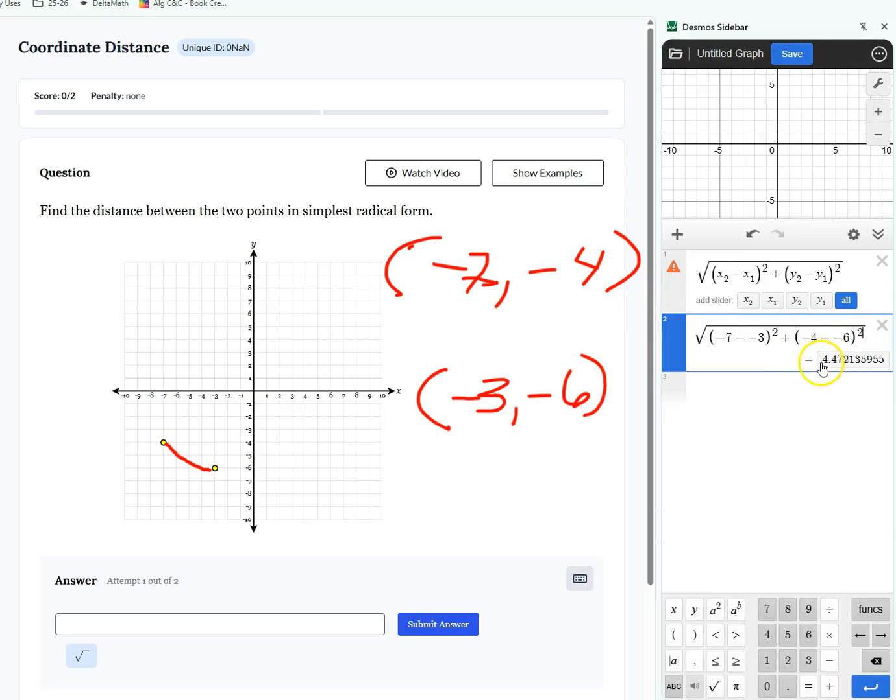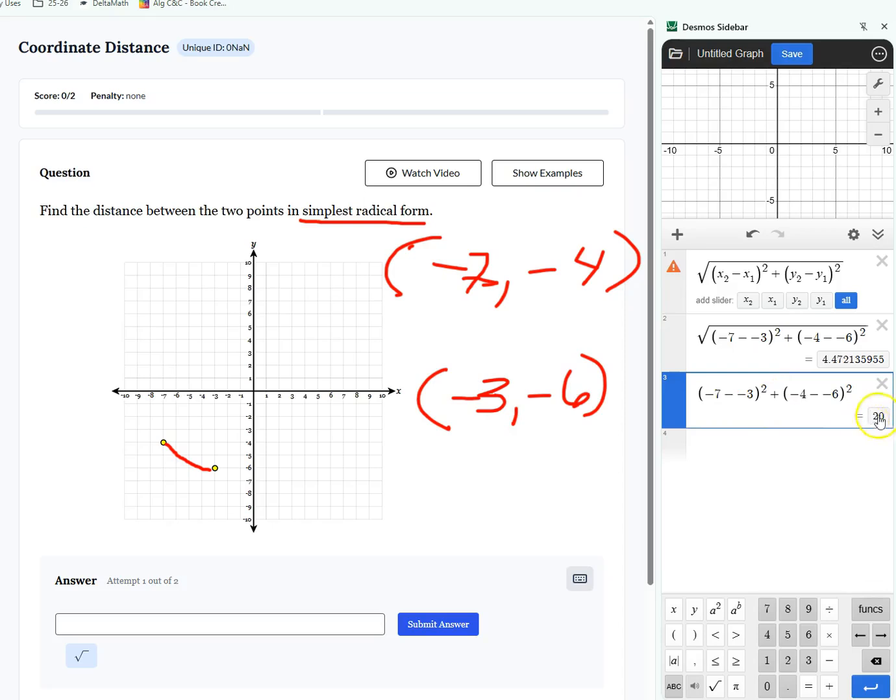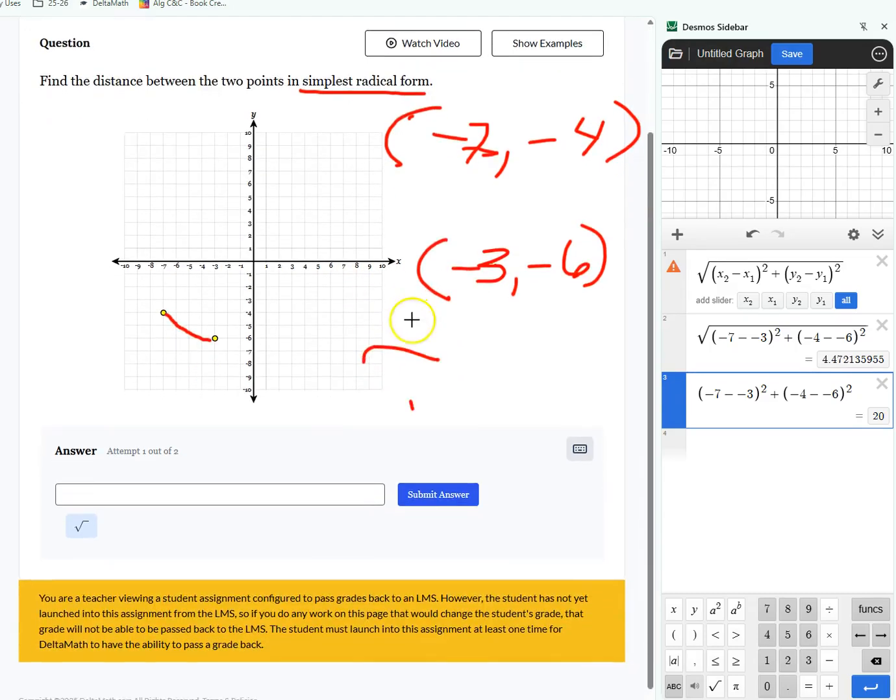So I see here that I get this decimal number, this irrational number, but I was supposed to get something in simplest radical form. So since we want simplest radical form, I'm going to take everything that was inside that radical, and I'm going to copy it and find out what actually was inside. Well, inside that radical was actually 20. So my distance between the two is the square root of 20.